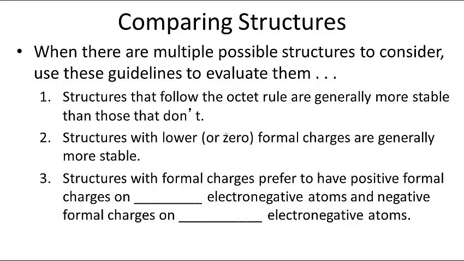Structures with formal charges prefer to have formal positive charges on less electronegative atoms and negative formal charges on more electronegative atoms. So if you have to place formal charges, place the negatives on things like oxygen, that have a high electronegativity. Place the positives on things like carbon that have a low electronegativity, or phosphorus or sulfur. There are exceptions to this, but these are good guidelines.